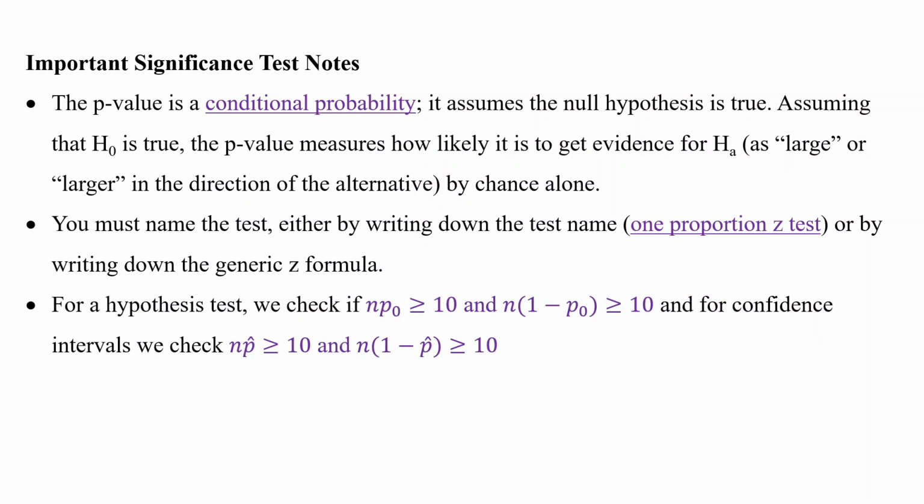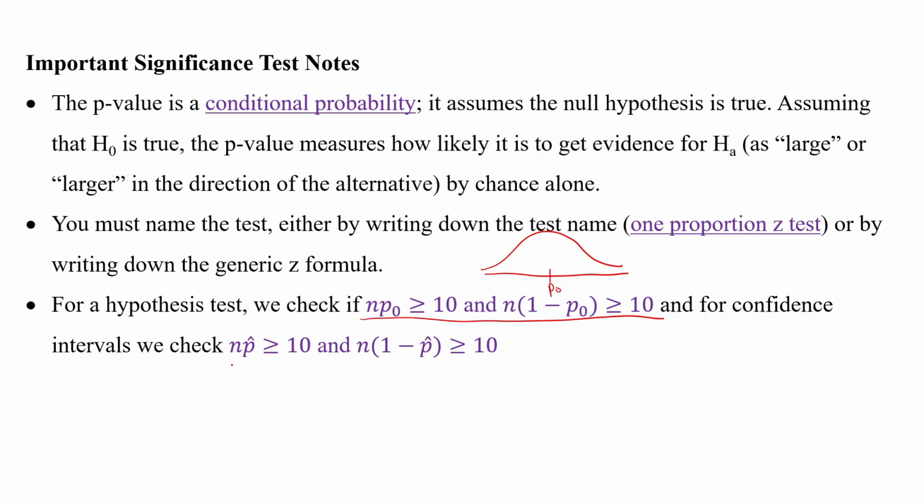For a hypothesis test or significance test, we check to see if n times p naught is greater than or equal to 10 and n times 1 minus p naught is greater than or equal to 10 for our large counts condition. For confidence intervals, we use p hat. And the reason for this is because in a significance test, we are centering our sampling distribution around p naught. We are assuming that the null is true, so our center is around p naught. And because our center is p naught, we want to create a shape and make sure that it's a normal distribution when our center is p naught.